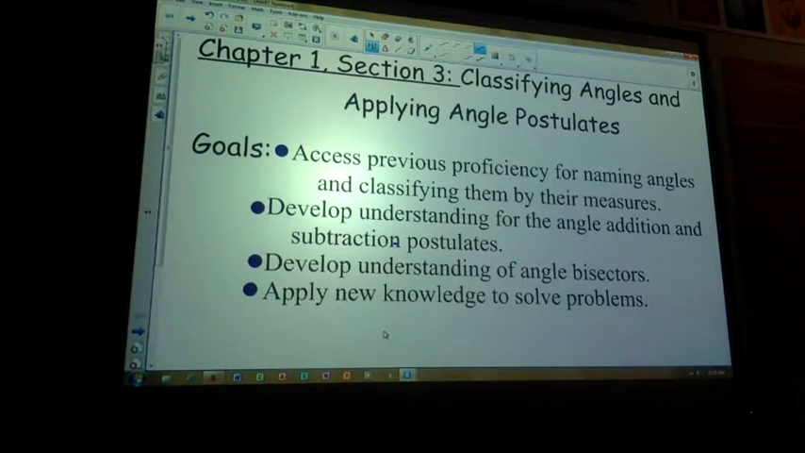Wait, should we start 1.3? Yeah, I'm going to give you the same type of directions. Eventually, we'll catch up to where we should be. There might be other classes that are further along from us, but they don't have the means for a teacher, so you guys get to hobble along, and I apologize.